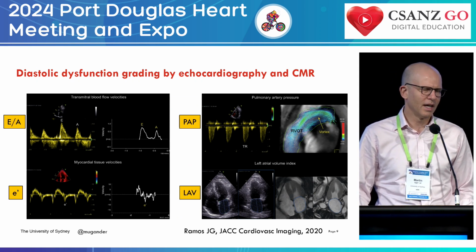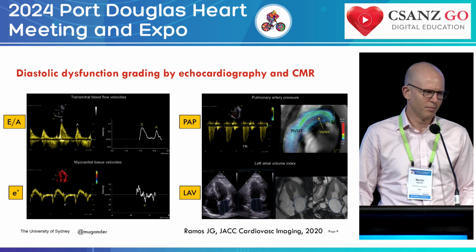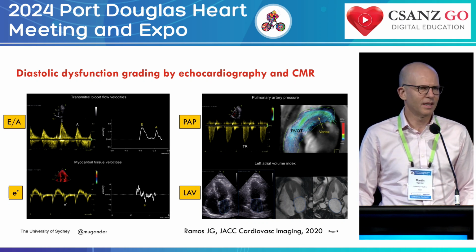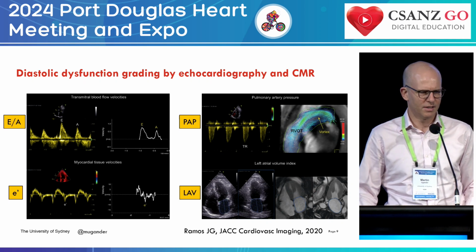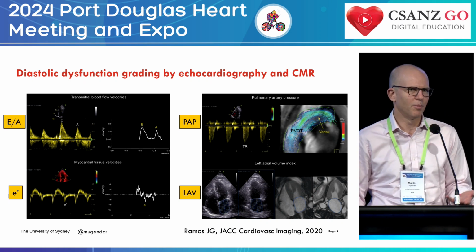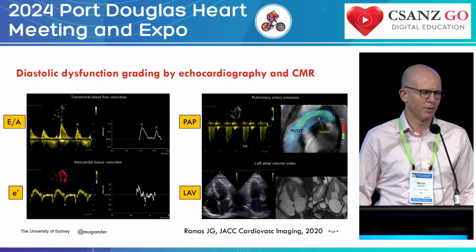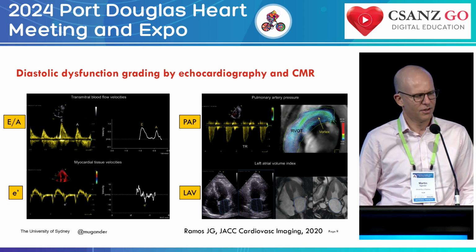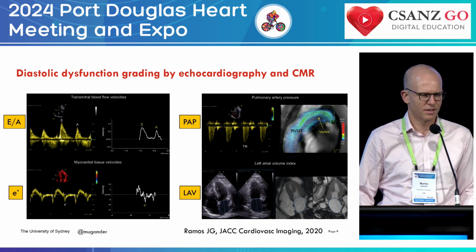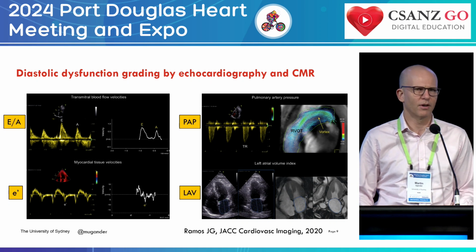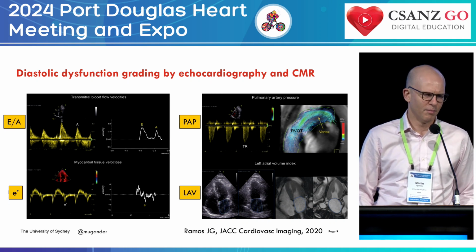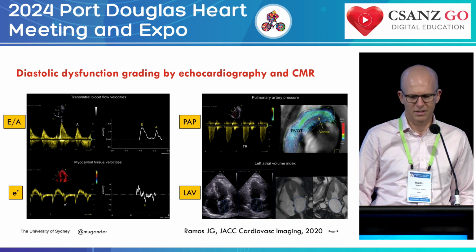Well, nowadays we can get the velocities of the E and the A wave by both echo and MRI. We can get the E prime wave both by echo and by MRI, new high temporal resolution images. We can get the PA pressure, as we just saw, on the one hand by echo by the tricuspid regurgitant jet, on the other hand by the vortex duration by MRI. And then we have left atrial volume by biplane methodology. When we compare these head-to-head, we have excellent correspondence between echocardiographic and MRI-based estimation of diastolic dysfunction grading.